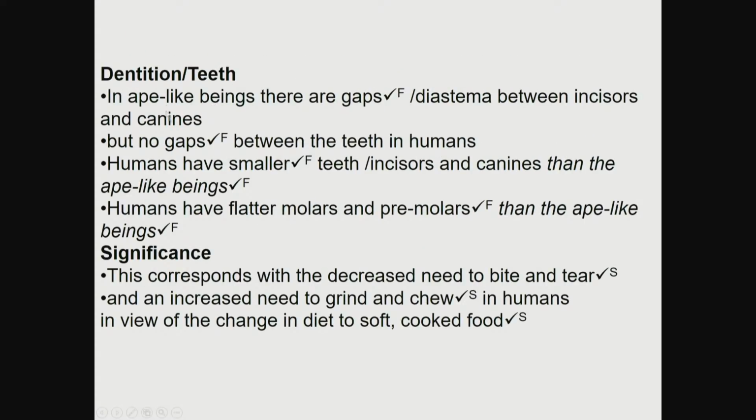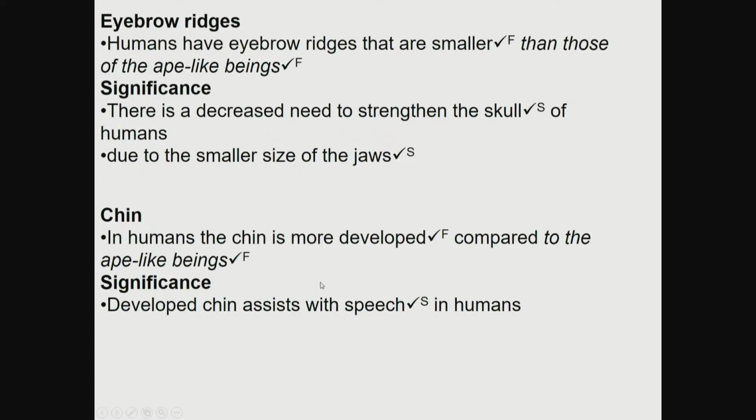Then the teeth: also no gaps. Humans have smaller teeth. And what is the significance? They correspond with the decreased need to bite and tear, and the increased need to grind and chew in humans, in view of the change in diet to soft and cooked food. So that is the significance. That was the differences, and the significance of them.